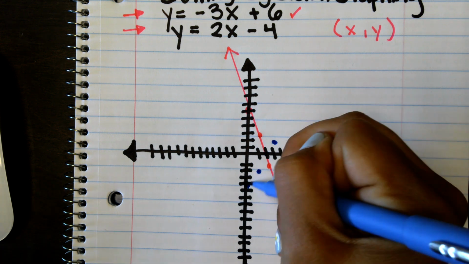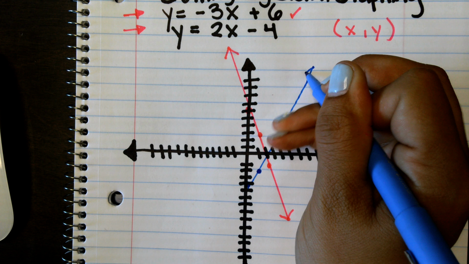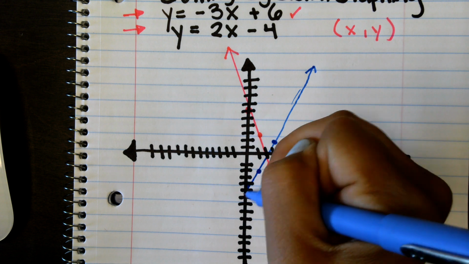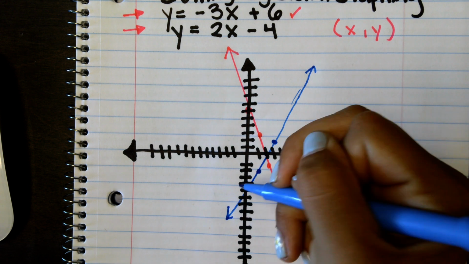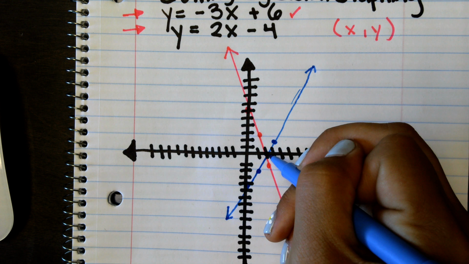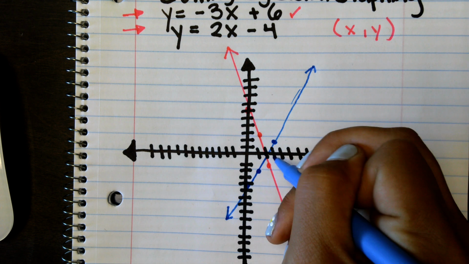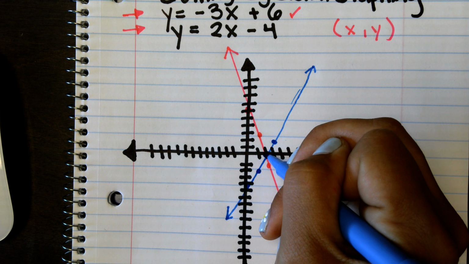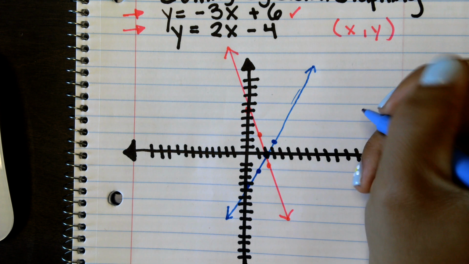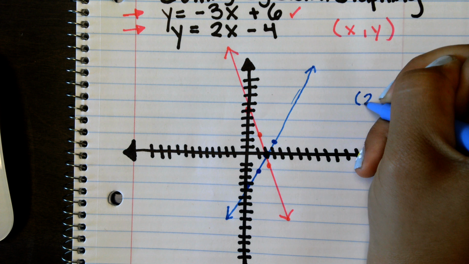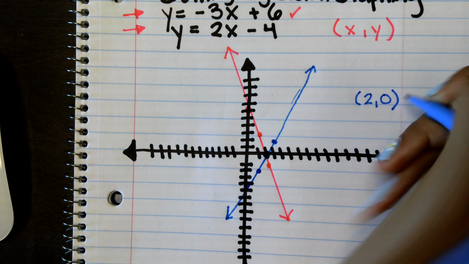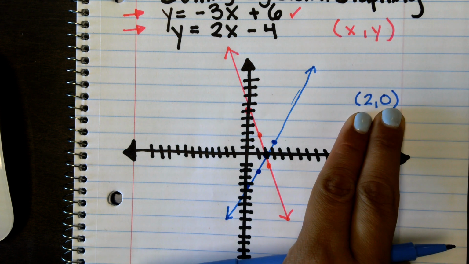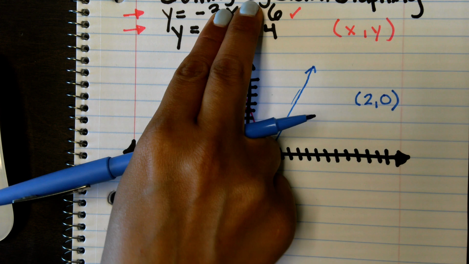And we can see that they intersect right here. So this point where they intersect, which is (2, 0), is a solution for both of these.